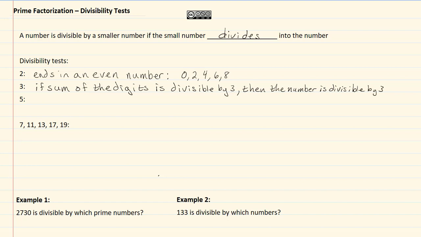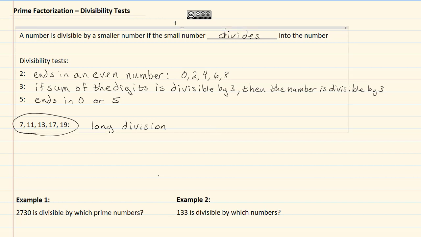And 5, it either ends in 0 or 5. For 7, 11, 13, 17, 19, we just have to use long division. That's the only way to tell. So let's take a look at our examples.